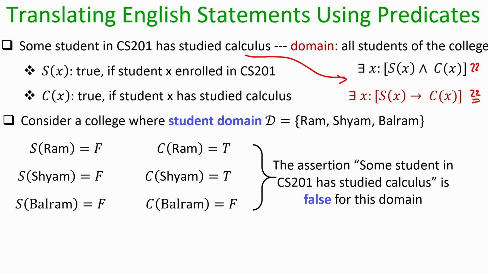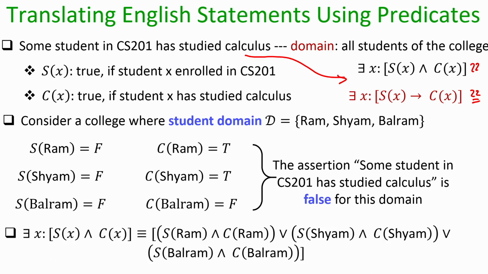That means, if expression 1 represents my assertion, then that expression should turn out to be false, whereas if expression 2 represents my statement, then the second expression should turn out to be false with respect to this domain. Let us check whether it is expression 1 or expression 2 which turns out to be false with respect to this particular truth assignment.